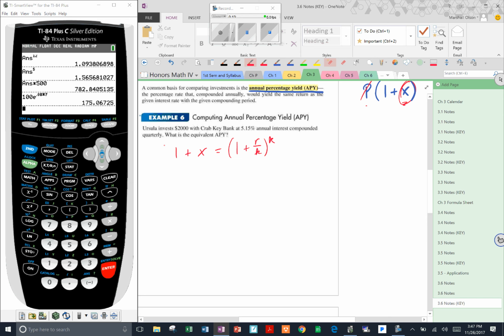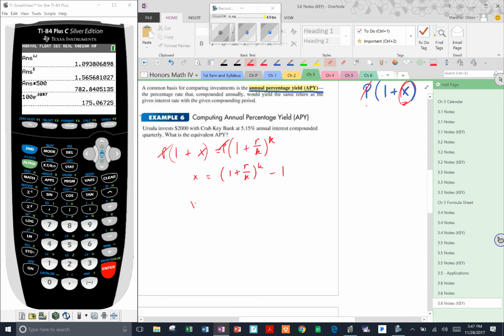Right? And we could start by putting a P on the outside of here and a P on the outside of there. But we're going to put $2,000 in for both of those, and they're both going to cancel out anyways. These are both going to cancel out no matter what. So we have this 1 plus X equals 1 plus R over K to the K. Now we're solving for X. So actually what I'm going to do right away is subtract 1 over to this side.